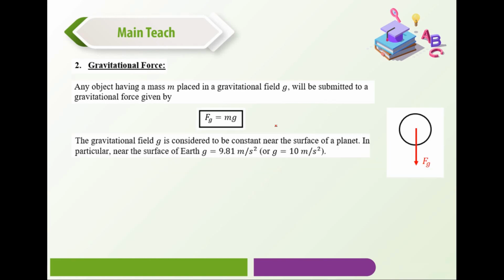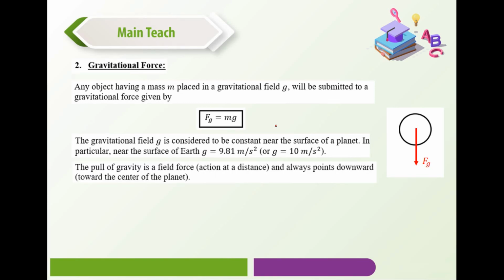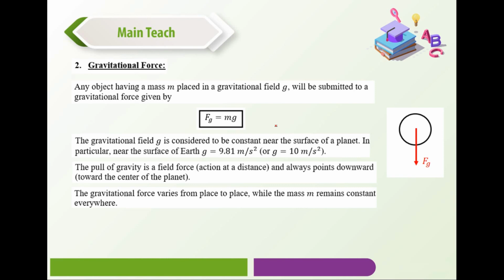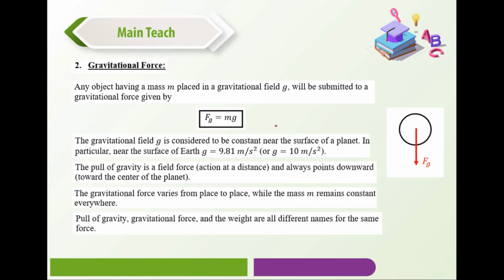The gravitational field g is considered to be constant near the surface of a planet. In particular, near the surface of Earth, g is 9.81 meters per second squared, or we can consider it to be 10 meters per second squared. The pull of gravity is a field force, action at a distance, and always points downward toward the center of the planet. The gravitational force varies from place to place, while the mass m remains constant everywhere. Pull of gravity, gravitational force, and weight are all different names for the same force.